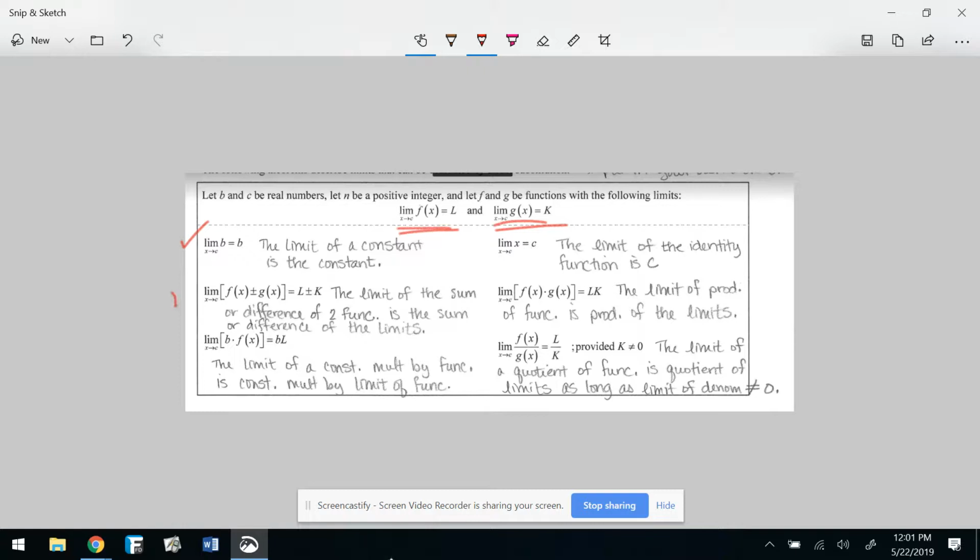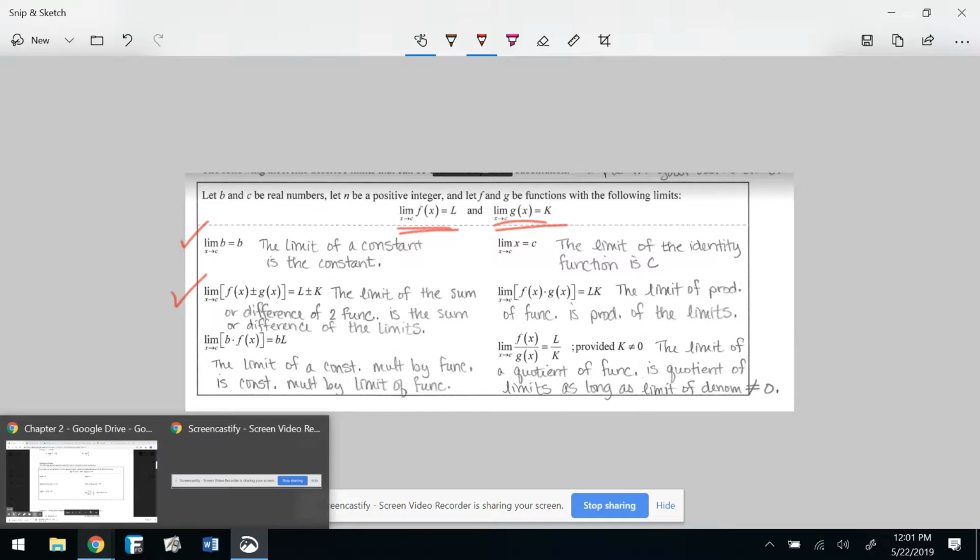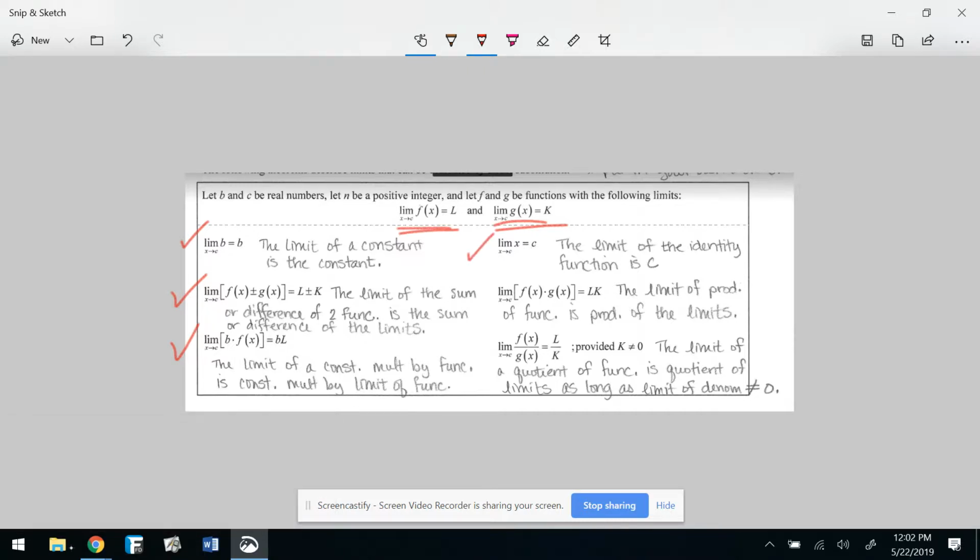The limit as x approaches c of f of x plus or minus g of x is equal to L plus or minus k. We say this is the limit of a sum or difference of 2 functions is the sum or difference of the limits. Next, the limit of a constant multiplied by a function is the constant multiplied by the limit of the function. Next, the limit of the identity function is c.